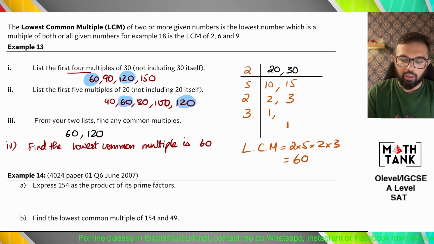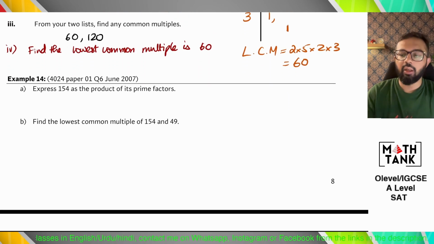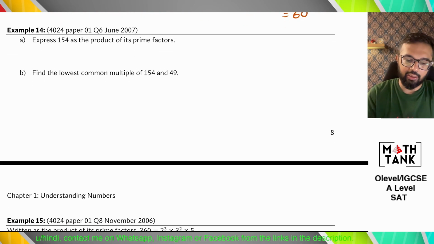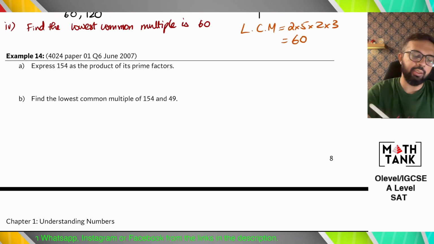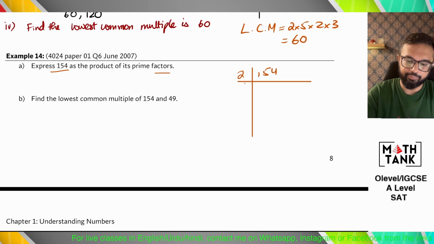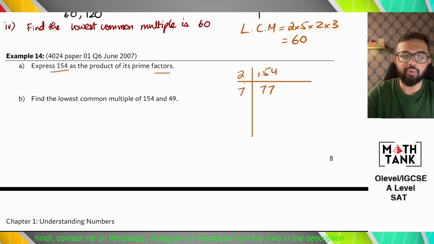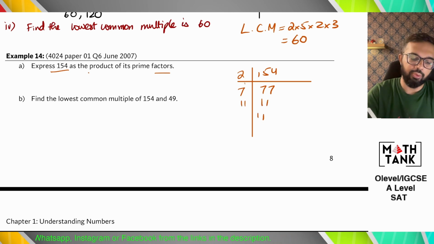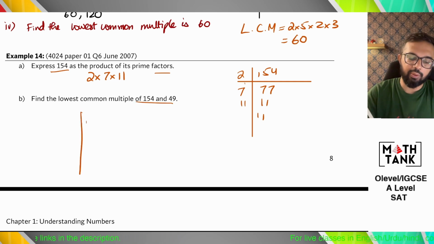Now how is this tested on the exam? Without a calculator, and with a calculator as well sometimes, but mostly without a calculator. So let's see: express 154 as a product of its prime factors. The step is always this. 2 into 7 is 14. Hence divide by 7 directly and 11. So 2 into 7 into 11. When I'm asking you for the lowest common multiple, I go back and do this again.